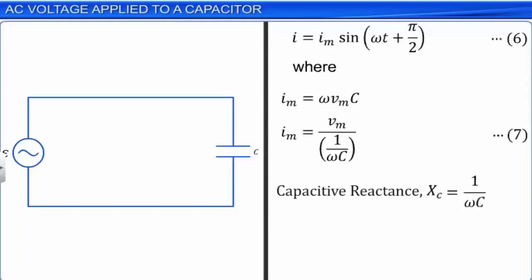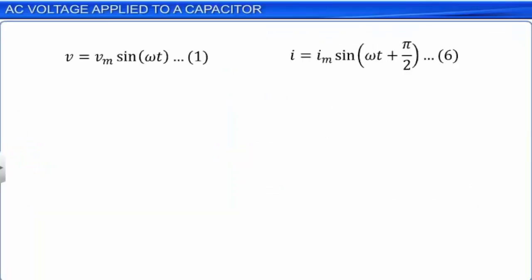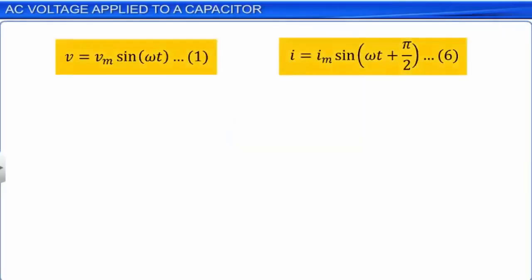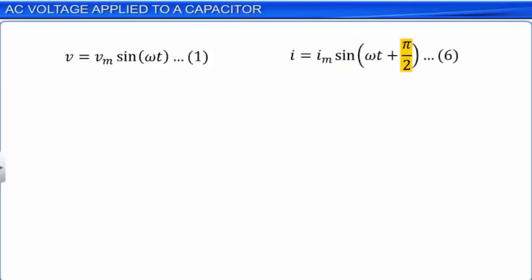From equations 7 and 8, we get the amplitude of the current, Im, as the amplitude of the voltage, Vm, divided by the capacitive reactance, Xc. On close inspection of equations 1 and 6, which are derived for the value of current in the circuit, we can see that the current leads voltage in phase by a factor of pi by 2.